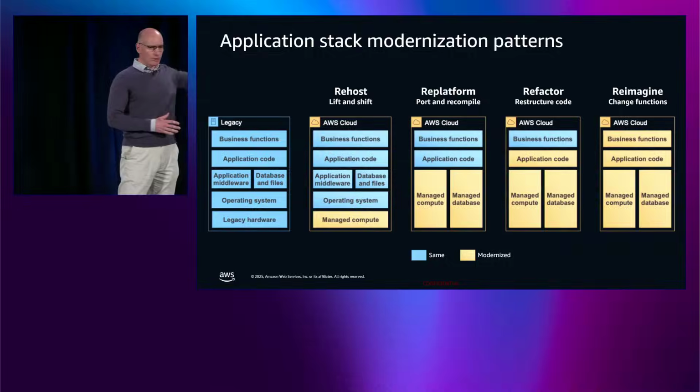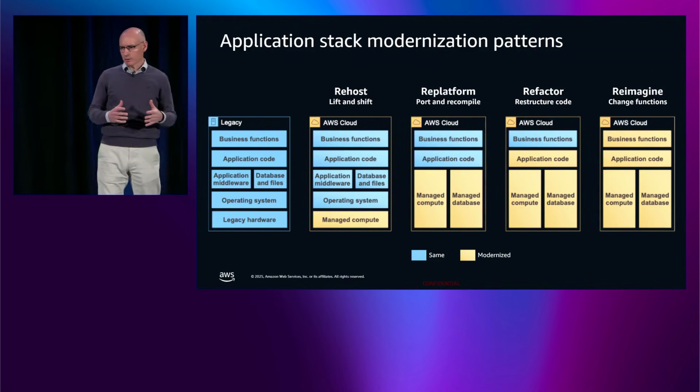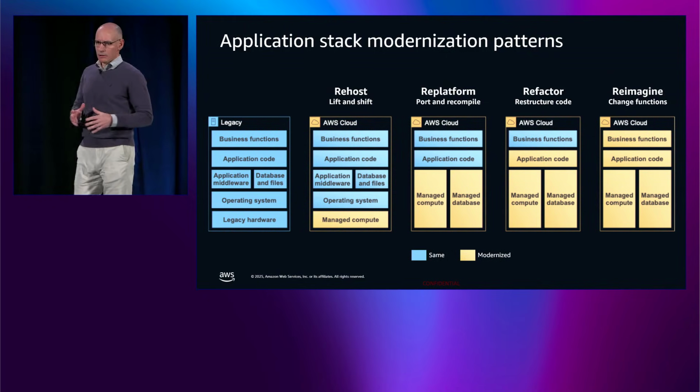Thank you, Matt. So now we're going to go over modernization patterns and how AI can help. So let's start with how you typically modernize the application stack. So modernizing the application stack is really important to be able to remove the outdated technology. And there are various ways of doing so. So you can see on the left-hand side a typical legacy application stack, right? Everything that you see in blue is what's not changing, and what's in yellow is what is actually changing throughout the various patterns.